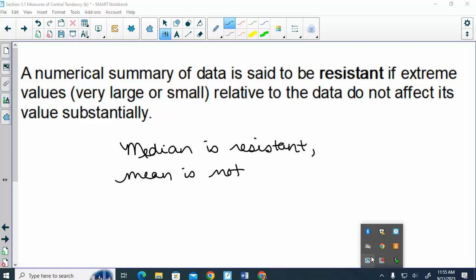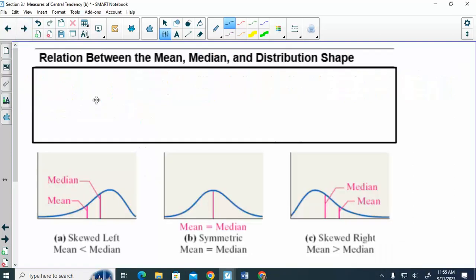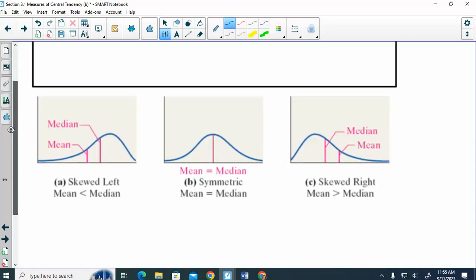If you have a bunch of low values, it's going to drag down your mean. If it's skewed right, we have more high values, so what's going to happen to my mean? It's going to increase. So we can even look at the mean and median numerically and tell something about the shape. If they are roughly the same, then we probably have pretty symmetric data.